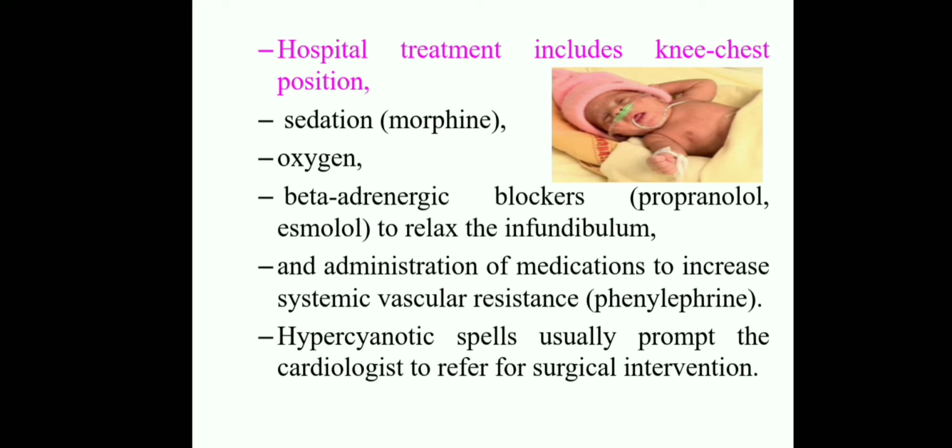Next medications are beta adrenergic blockers, that is propranolol, esmolol, to relax the infundibulum. So you should administer the beta adrenergic drugs. And administer medications to increase the systemic vascular resistance. Those drugs are phenylephrine. These drugs should be administered to increase the systemic vascular resistance. And hypercyanotic spells usually prompt the cardiologist to refer for surgical intervention. If the hypercyanotic spells appear recurrently, you should refer to the cardiologist.